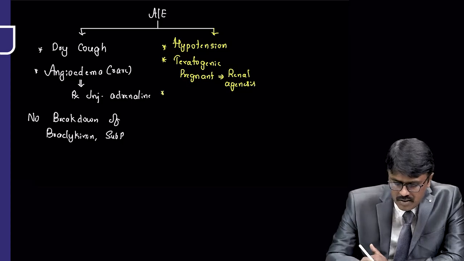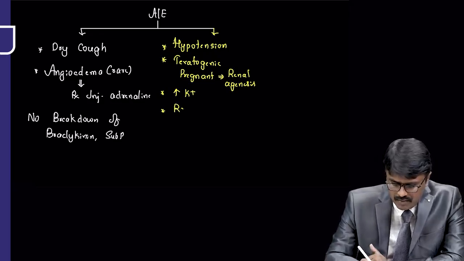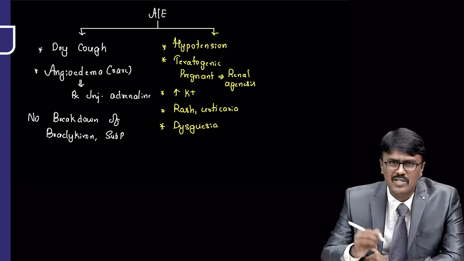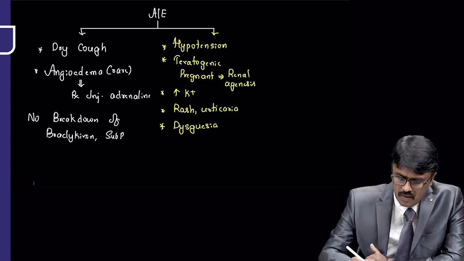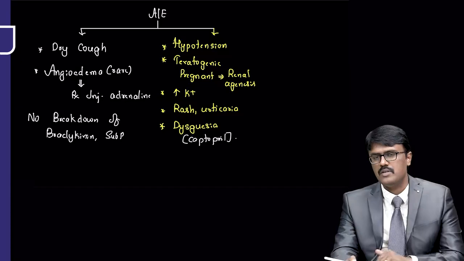And I told you these drugs can increase potassium, that is hyperkalemia. And they can cause rash, urticaria, and dysgeusia. Dysgeusia means altered taste sensation. This dysgeusia is seen only with captopril. So captopril is the only drug which produces that, not the other drugs.